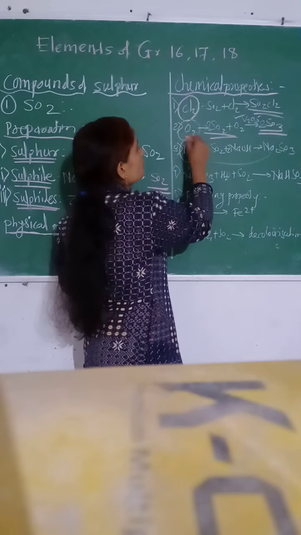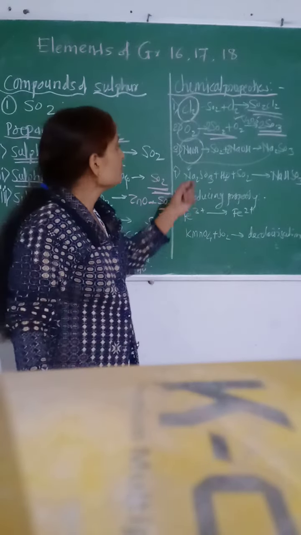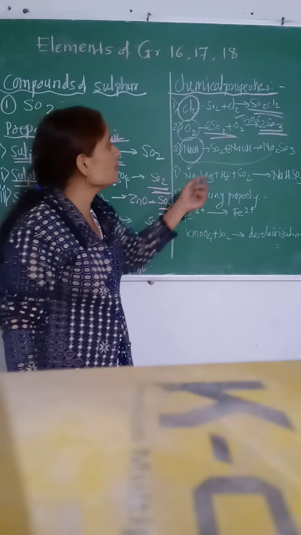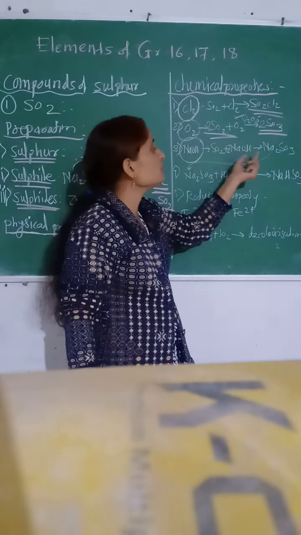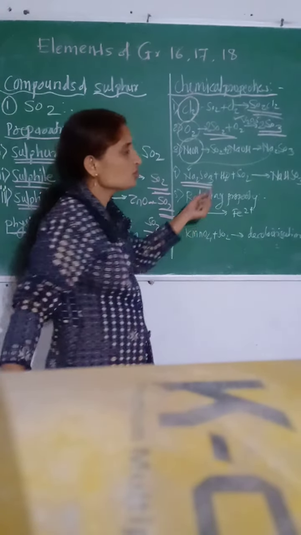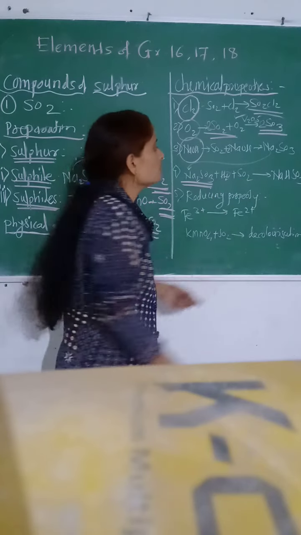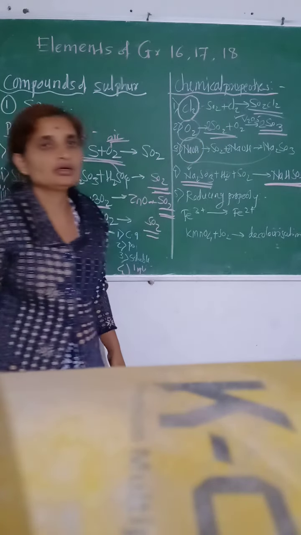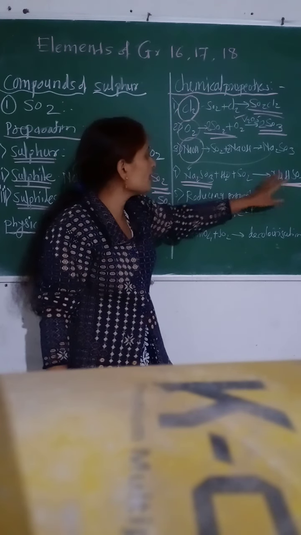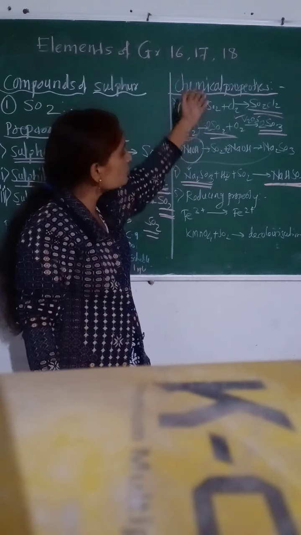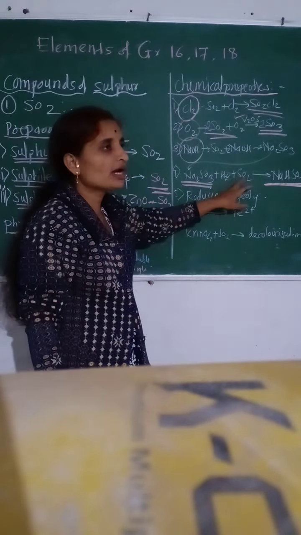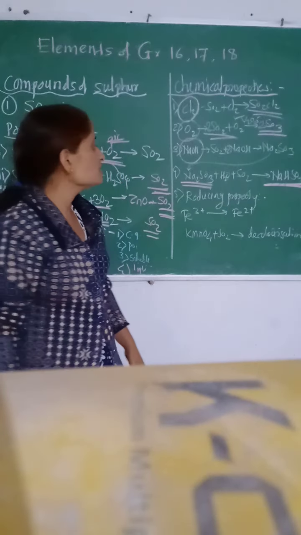Then the chemical reaction with NaOH. SO2 in the presence of NaOH forms sodium sulfite. And the reaction with sodium sulfite in the presence of water, SO2 forms sodium hydrogen sulfite. So in the preparation of sodium hydrogen sulfite, SO2 is used.